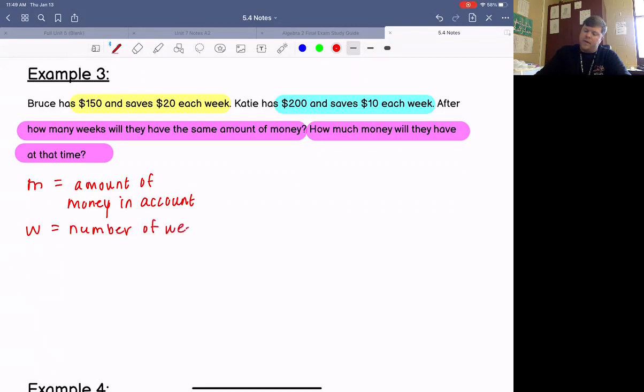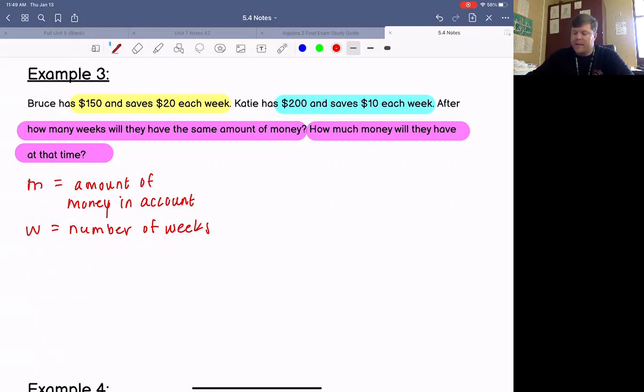of weeks. So we know that regardless of whose account it is, the amount of money in the account is the same, or it is a function of the number of weeks. We have to find out how many weeks it takes for them to have the same amount. So that's why, again, it makes sense to define that variable for the amount of money in the account as M, and make it the same for both of them, just because it makes a little bit more sense mathematically.